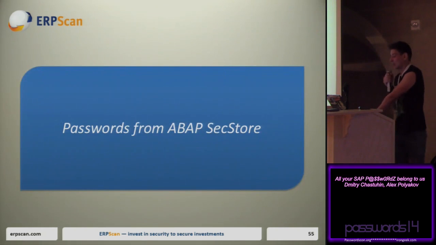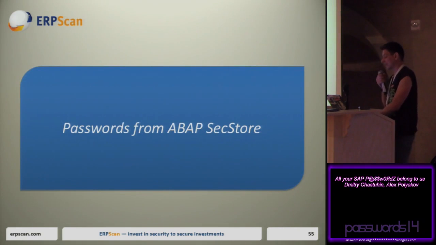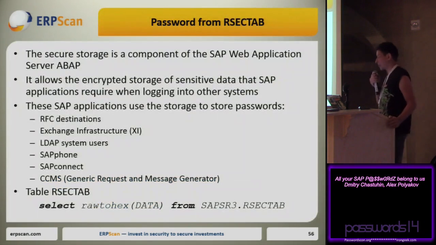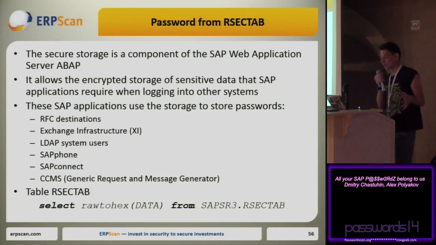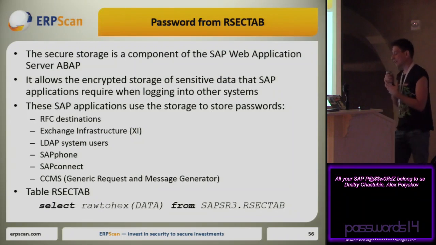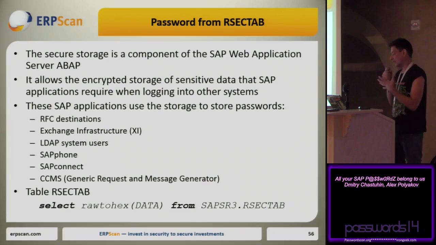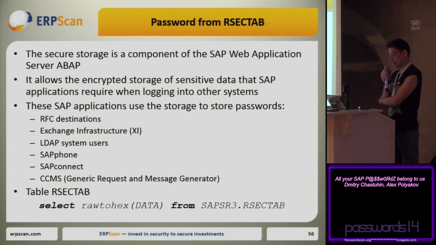Okay, go to the place where the ABAP stack stores sensitive information. ABAP security storage. The security storage is a component of the SAP application server. It allows the encrypted storage of sensitive data that SAP applications require while logging into other systems like RFC destinations, exchange infrastructure, SAP Home, SAP HANA, etc. And all this data is stored encrypted in the SAP table rsectab.